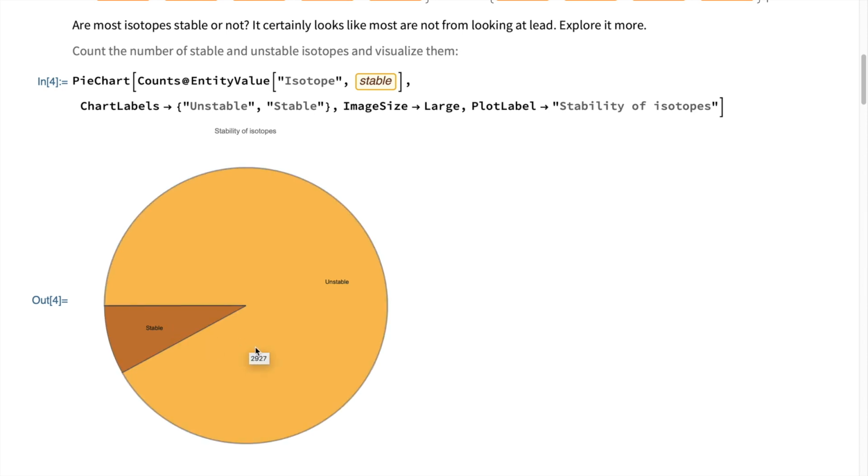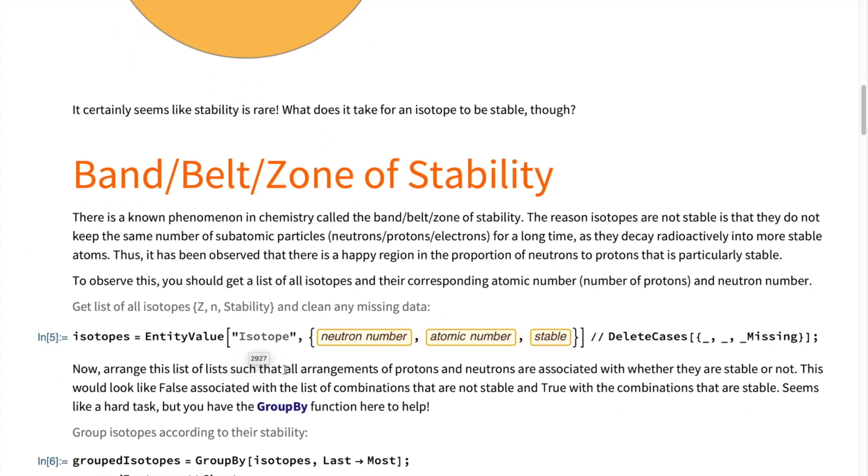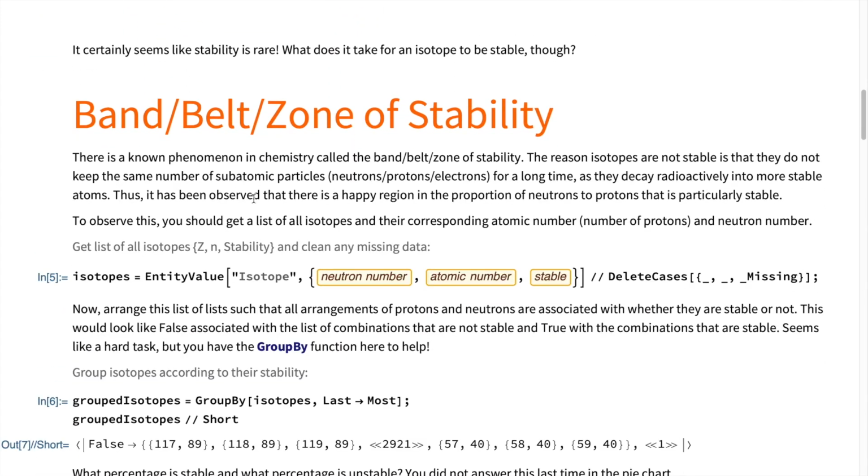So, what does it take for an isotope to be stable? Well, there's a well-known region of stability. The reason some isotopes are unstable is that they do not stay with the same number of subatomic particles, that is neutrons, protons, or electrons, for a long time, and they decay radioactively into more stable atoms. Thus, it has been observed there's a happy region in the proportion of neutrons to protons that is particularly stable, which is called the band or belt of stability.